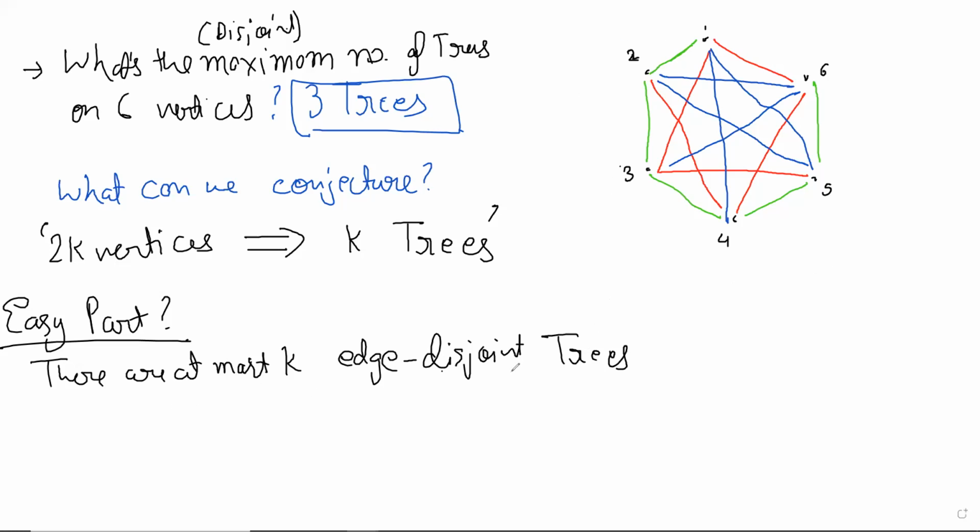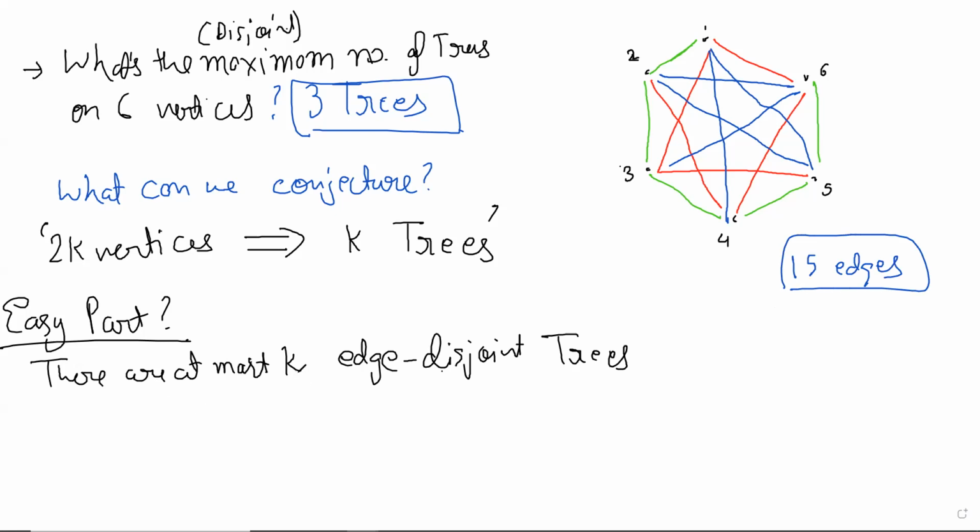So how can we say this? There are at most k edge disjoint trees. So I will try to answer that. We can see that there are 15 edges at most, and if each tree must have 5 edges, then we can... That's right. Yeah, that is exactly what it is.